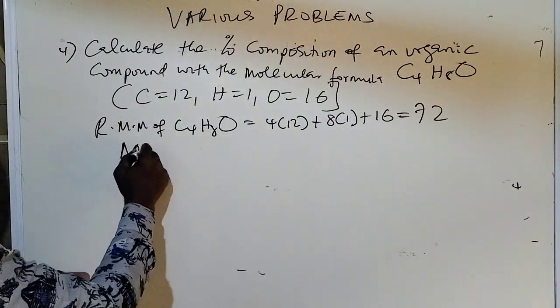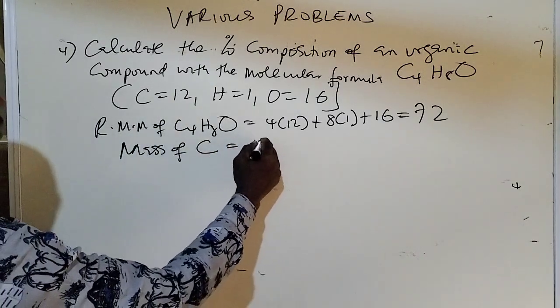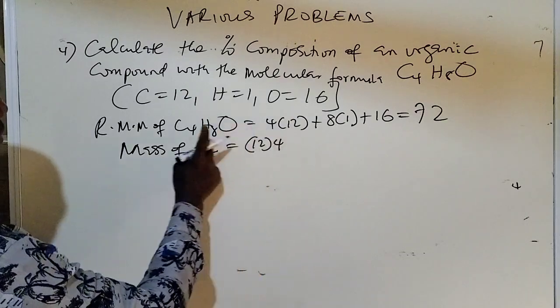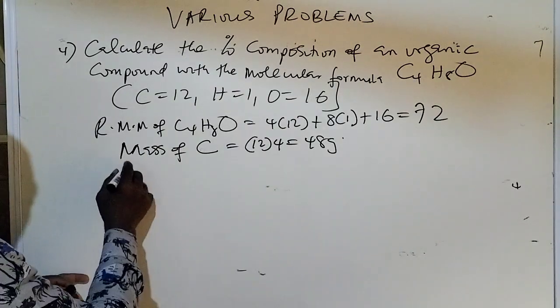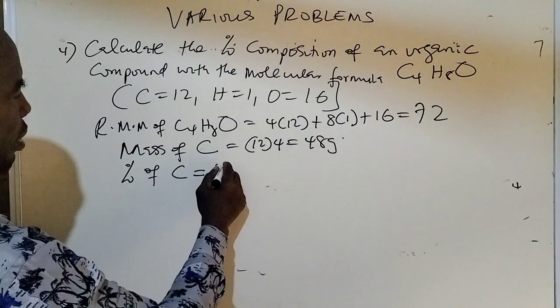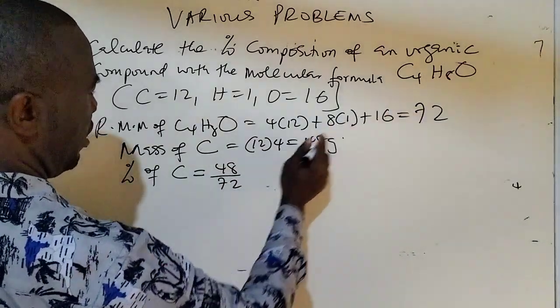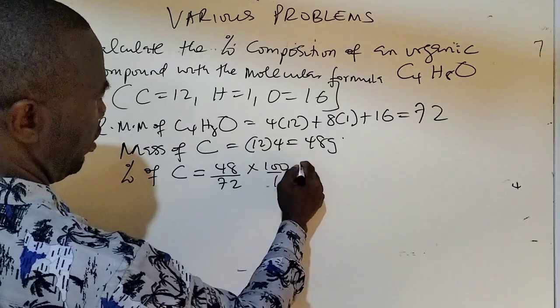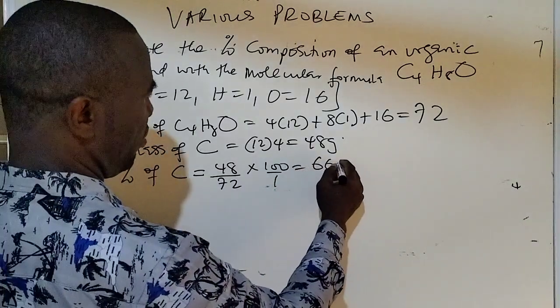So let's start with the first element, carbon. The mass of carbon in 1 mole of the compound becomes 12 times 4 because of 4 atoms. That becomes 48 grams of carbon. So percentage of carbon becomes mass of carbon 48 over the molar mass of the compound 72 times 100 over 1. Carbon gives us 66.7%.